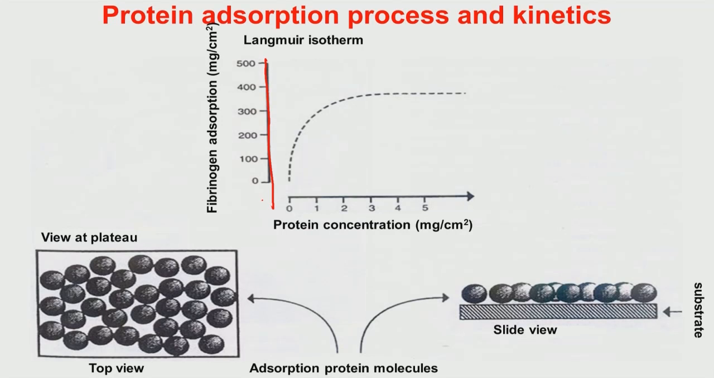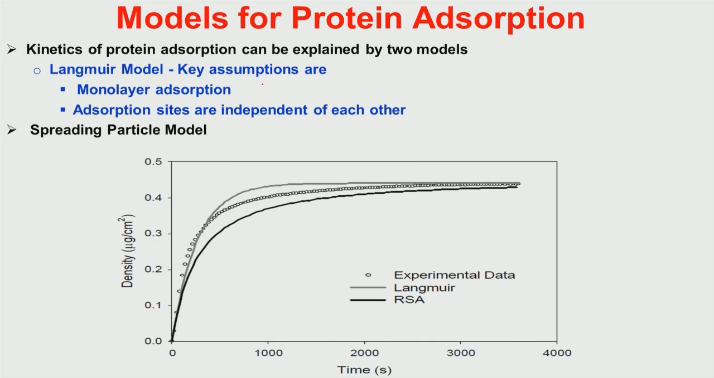If you plot the protein adsorption as a function of the initial protein concentration, you will get this kind of curve which reaches the steady state behavior. So, this is the Langmuir isotherm behavior, and similar protein adsorption kinetics you can also explain in terms of kinetic dependence if you plot the protein adsorption as a function of time. Initially the monolayer of proteins gets adsorbed. This is the spreading particle model, what you see is the density of the proteins as a function of time of adsorption, and it also reaches a steady state behavior.